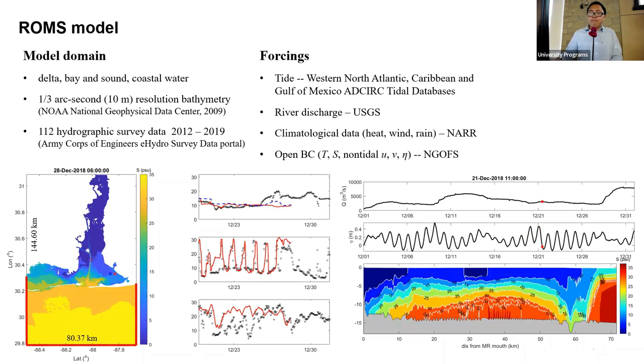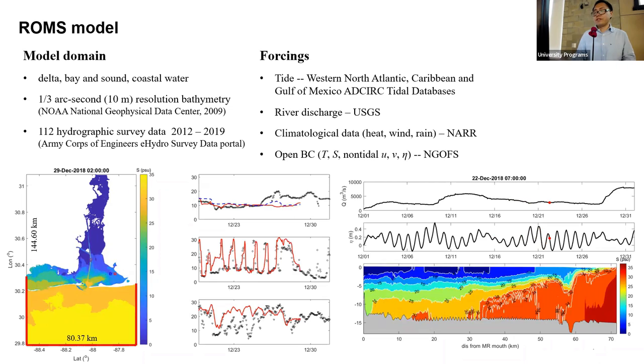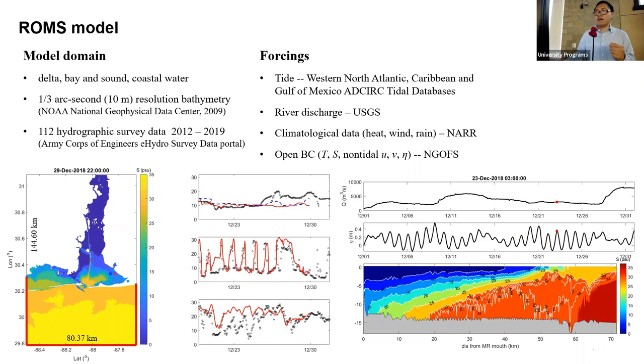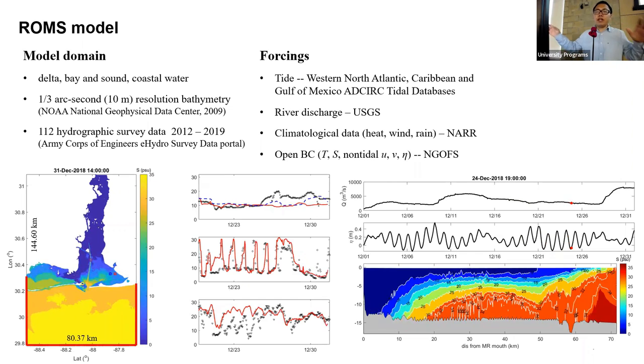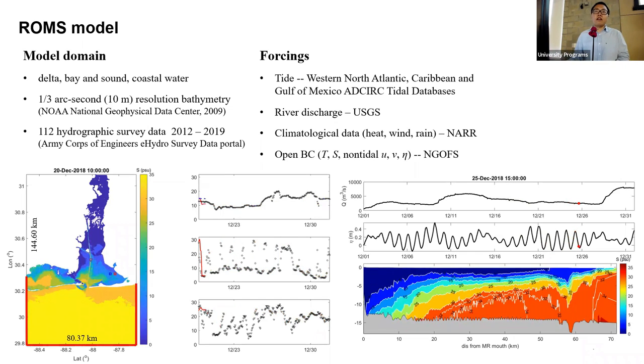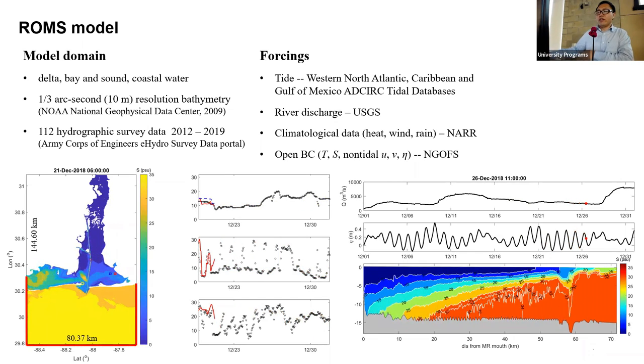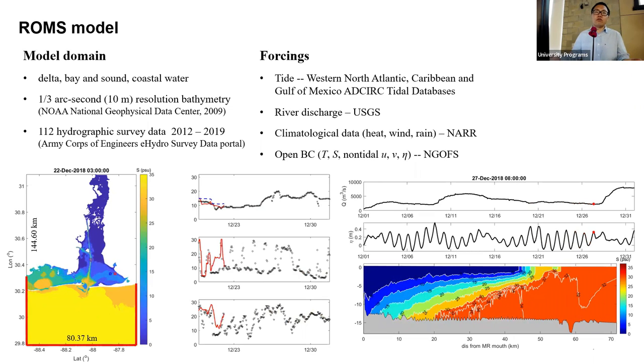And all the boundary conditions for the temperature, salinity, velocity, and the water level are from a bigger domain model, Dunkov's model, but their model has less resolution and cannot resolve the bay in a realistic way.